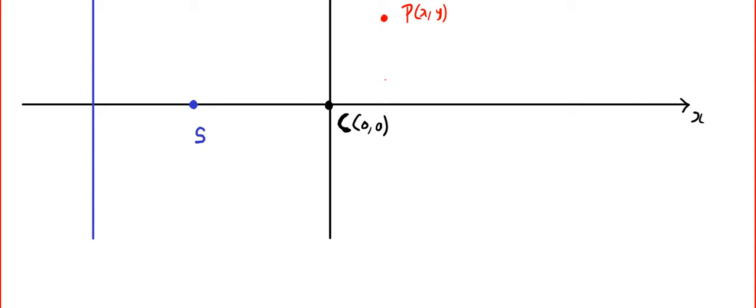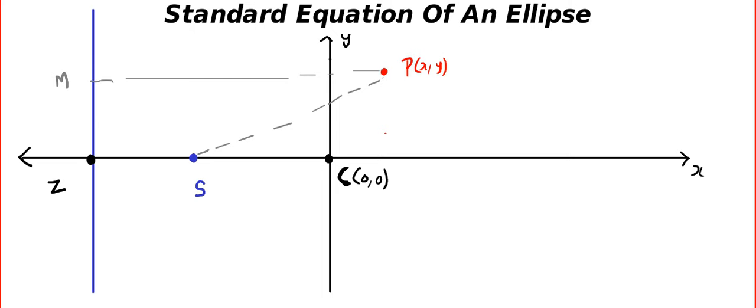Let S be the focus and Z be the point of intersection of the directrix with the x-axis. Okay, now we go for the hero. Let P(x, y) be a point such that SP by PM will be, tell me what will be the value of eccentricity? Yeah, less than 1.